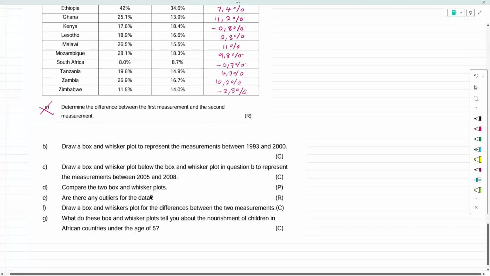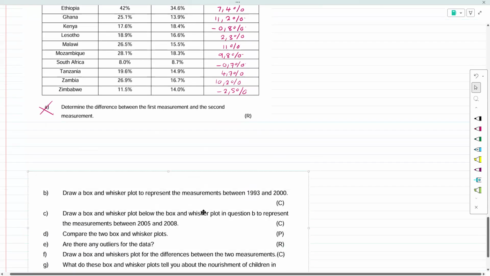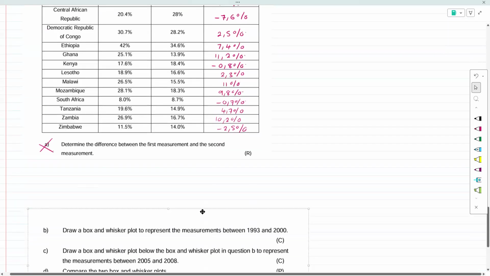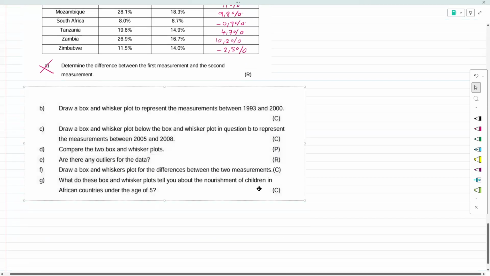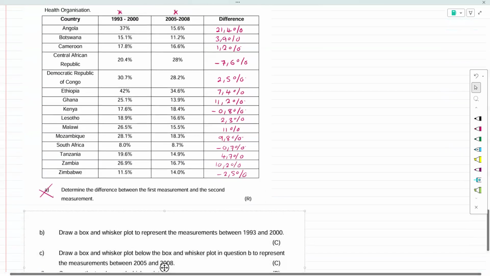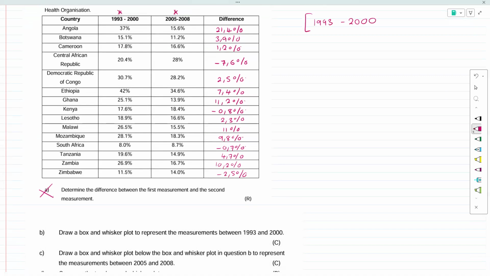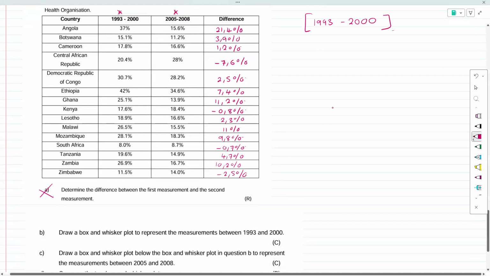So we're going to draw a box and whisker diagram to represent the plot from 1993 to 2000. So we have to put everything in order. Now this part is annoying, but scratch out lightly with your pencil. Don't use a pen. If you make a mistake, it's going to cause a problem. Let's start putting stuff in order.